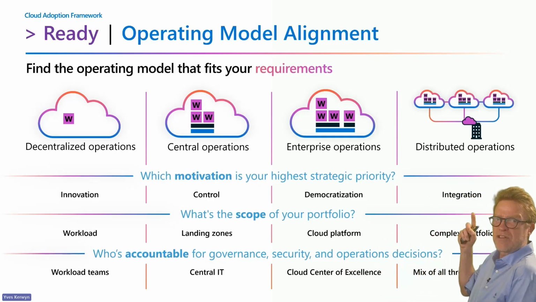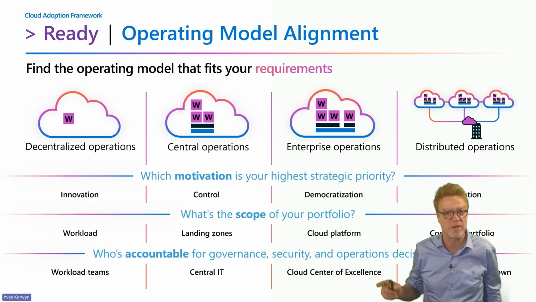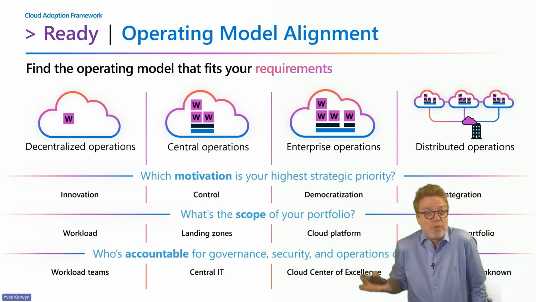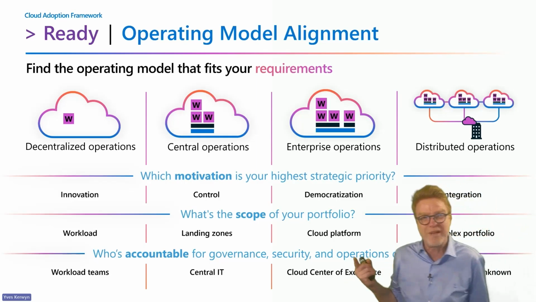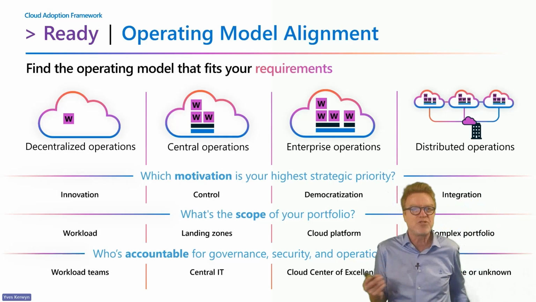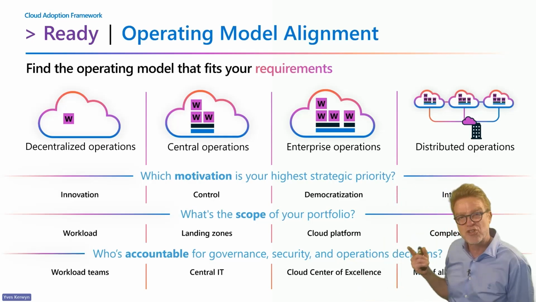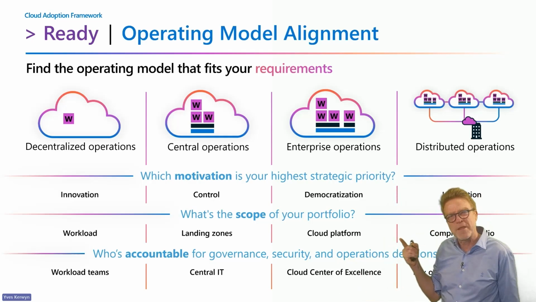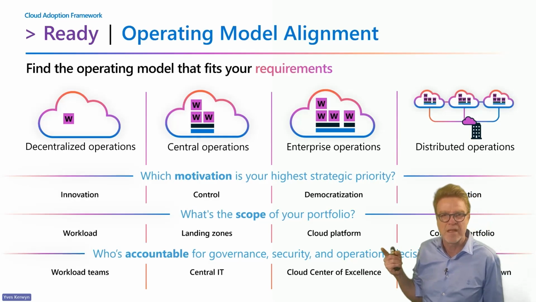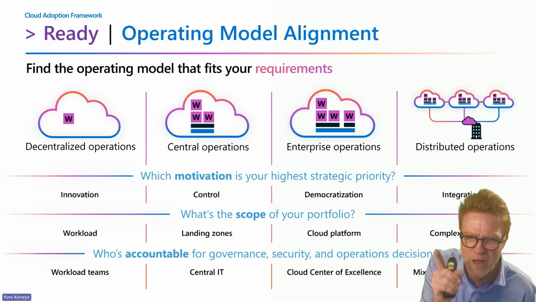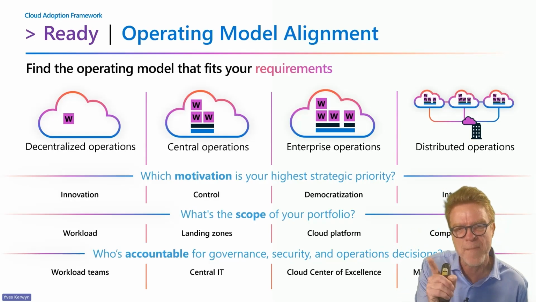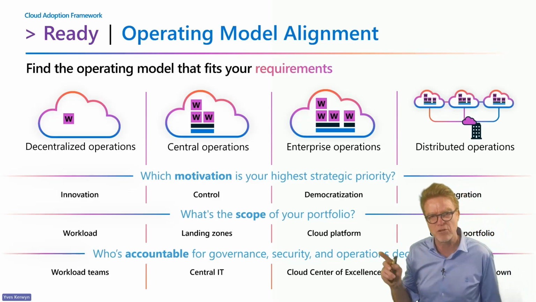And of course, integration is once you start to have a complex environment. The scope in this center is a workload. The scope in central operation is the landing zones, typically only two. And the scope, and that's again the important one, the scope in enterprise operations. And we all need to aim for enterprise operations actually, even for small deployments in the long run.